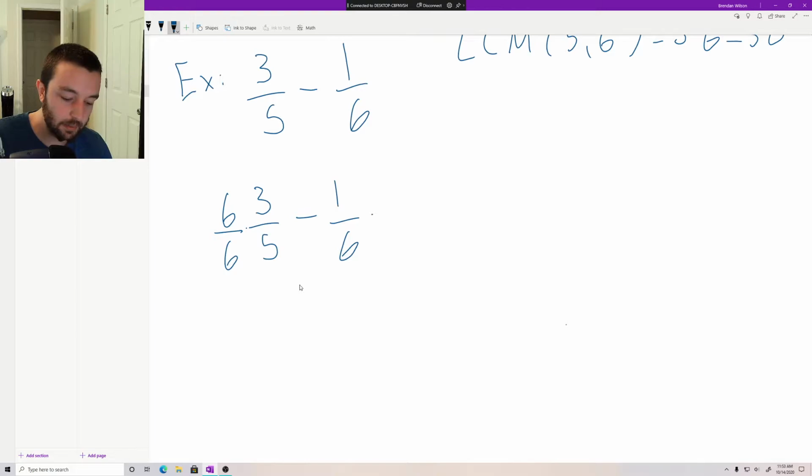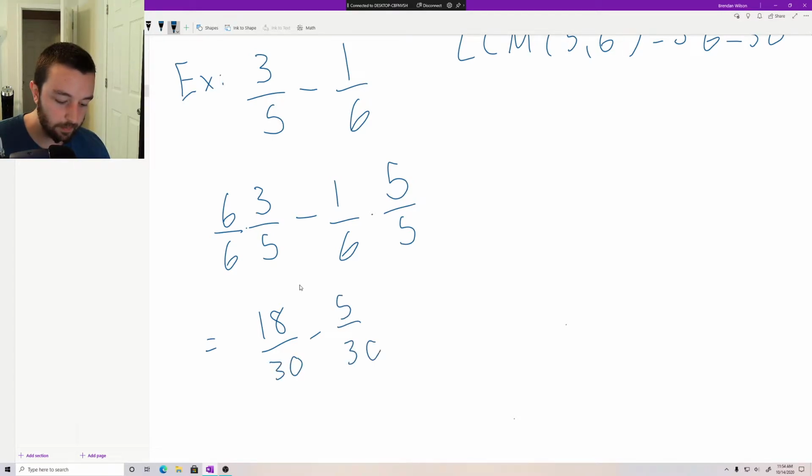And then the 1/6, we multiply by 5 on the bottom, 5 on the top, because that'll make the denominator 30, but overall we've only multiplied by 1, so it's not changing anything. So on the left side, we have 18 over 30. On the right side, we have 5 over 30. And now we can just do the subtraction. We do the 18 minus the 5, and we get 13 over 30.